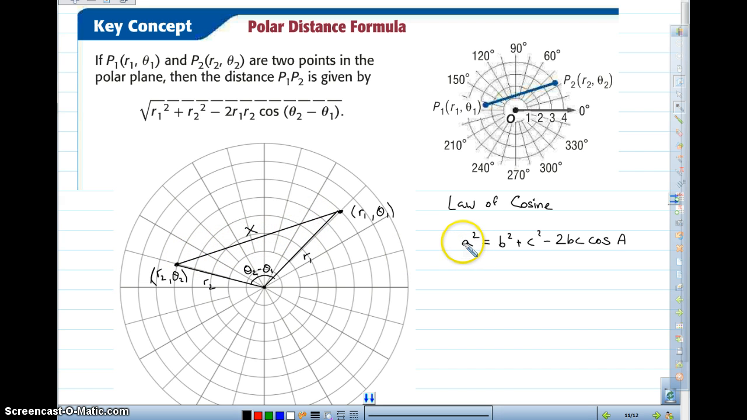And so if we're trying to solve for A over here, that's why we square root both sides. All we need to do is plug in radius 1 and radius 2 for my two sides of the triangle. And theta, the angle in between them, is the difference between the two angles of the coordinates. Okay, so that's called the polar distance formula. Really, it's just the law of cosines rewritten. So let's go ahead and apply it.